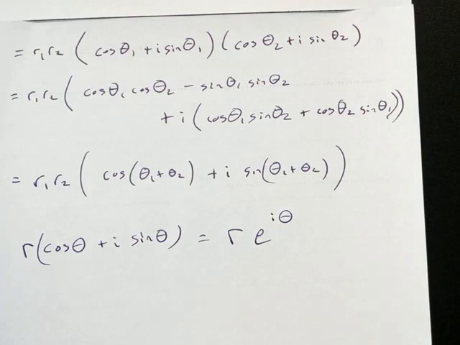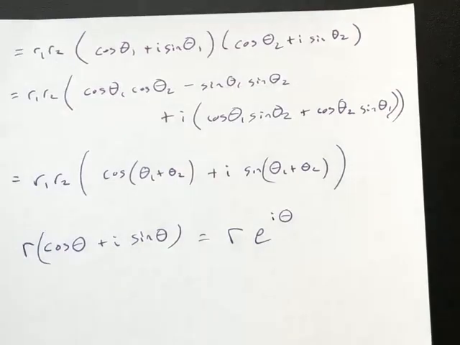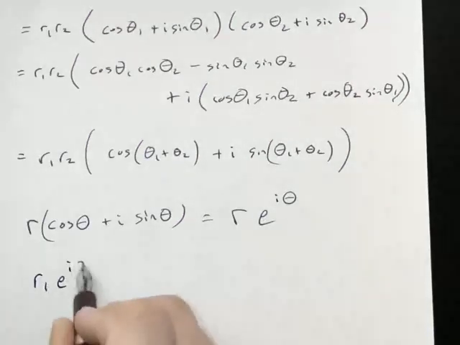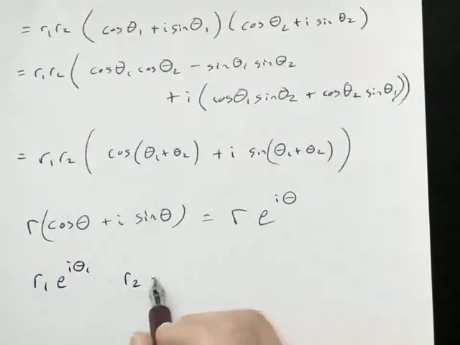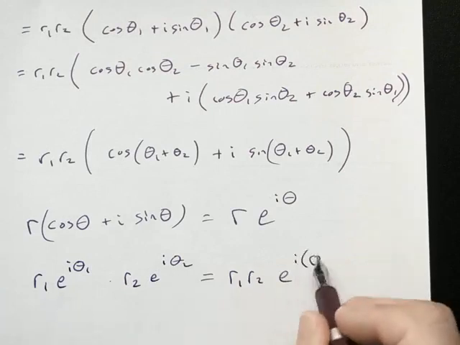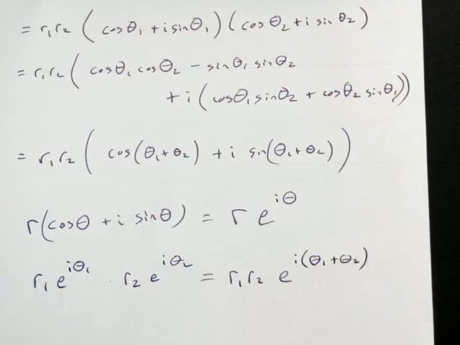So instead of writing r cosine theta and r sine theta, I don't bother to write the cosine and the sine. I write e with a complex number and an angle up there. But that means if I multiply r1 e to the i theta 1 and r2 e to the i theta 2, I multiply r1 and r2, and then I add the angles. Isn't that exactly what we just got, working that out with all the trig? Whew.